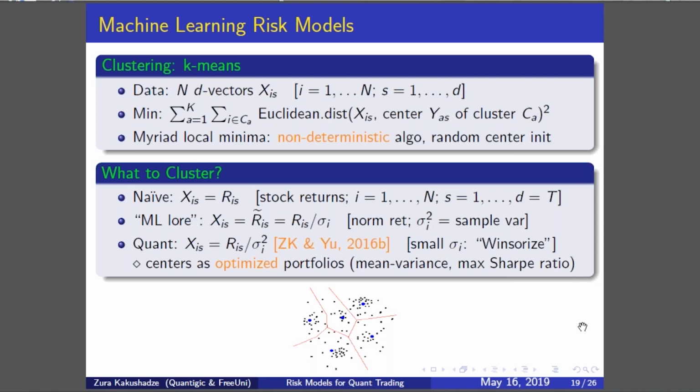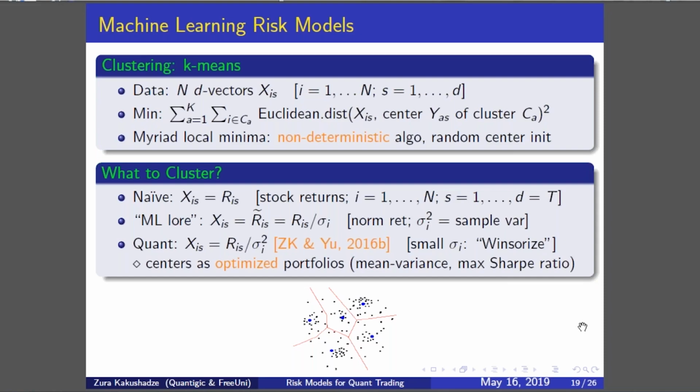And actually, within the context that we're talking about, finding the global minimum is not even clear why you would want to do that, because it's not clear that the global minimum would actually give you a better answer. So you get all these bunch of local minima, and that's hence non-determinism. The other question is, like, what is it that we should cluster, right?